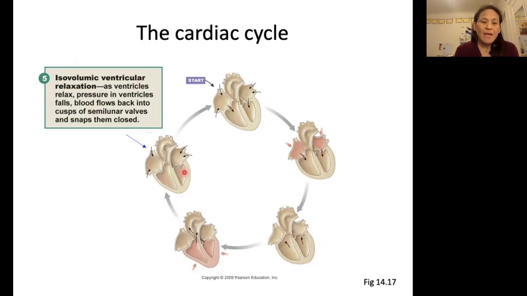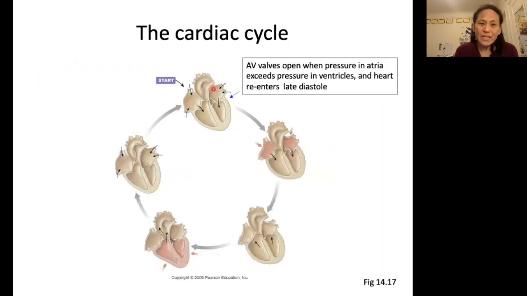Okay. And then eventually the pressure in the ventricles is going to fall so much that it's going to fall below the pressure in the atria. Okay. Once that happens, the AV valves open again and we re-enter late diastole, where we have blood coming into the atria and then flowing down into the ventricles. Okay, so that is our cardiac cycle.